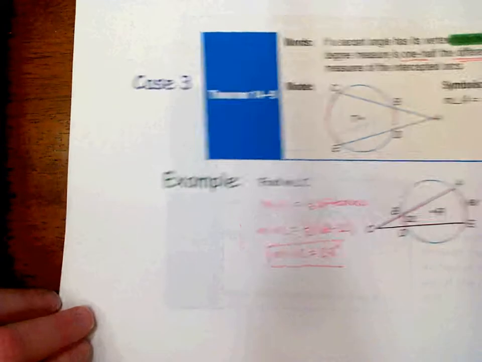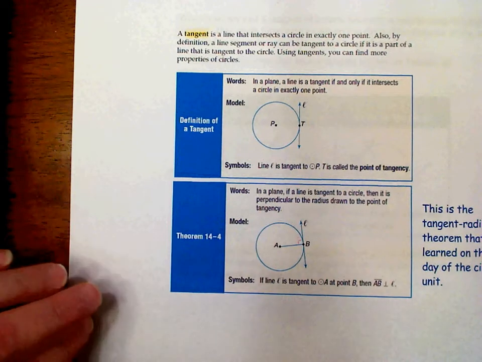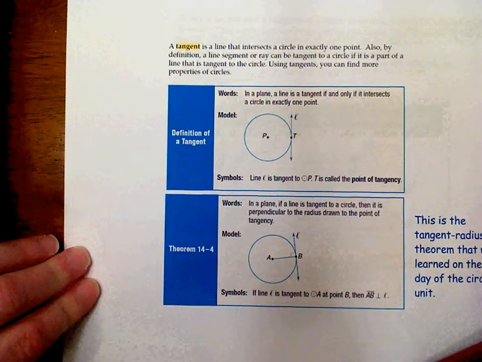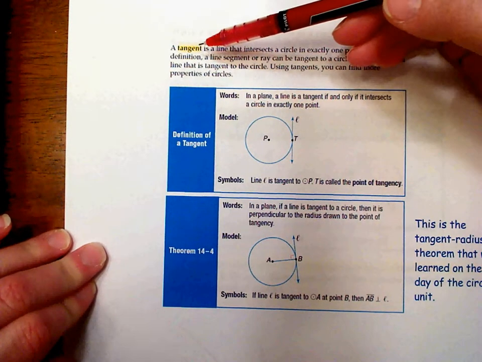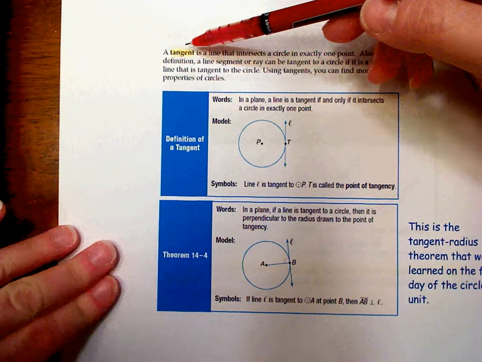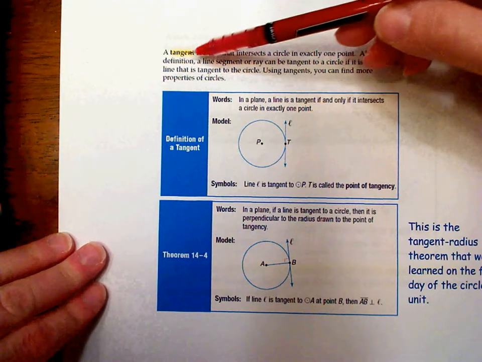Okay, so that was dealing with secants. Now we're going to talk about tangents, which is another word from your vocabulary on Monday. You may have thought, whoa, are we talking about trig again? This is a different tangent than the tangent that we talk about with trig.